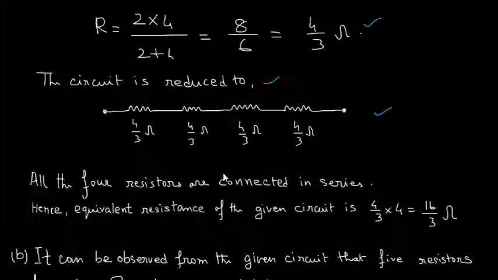So 4/3 ohm each resistance. All the 4 resistors are connected in series. Hence equivalent resistance of the circuit is 4/3 × 4, that is 16/3 ohm.